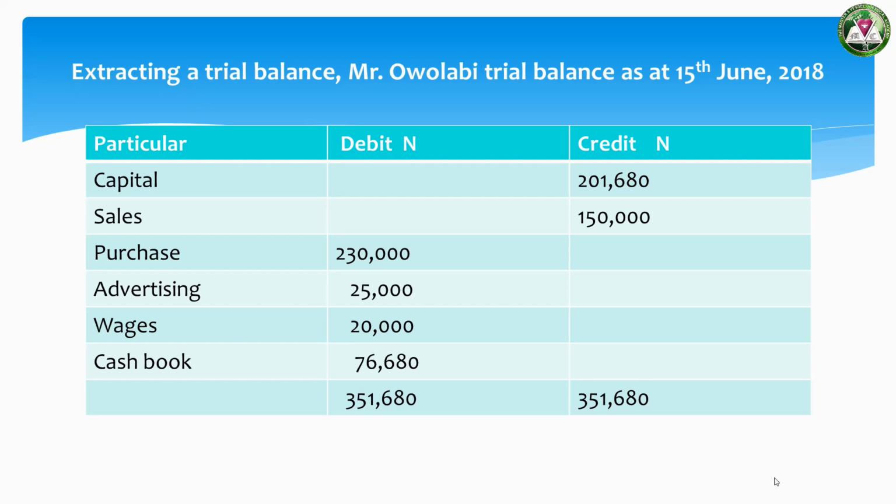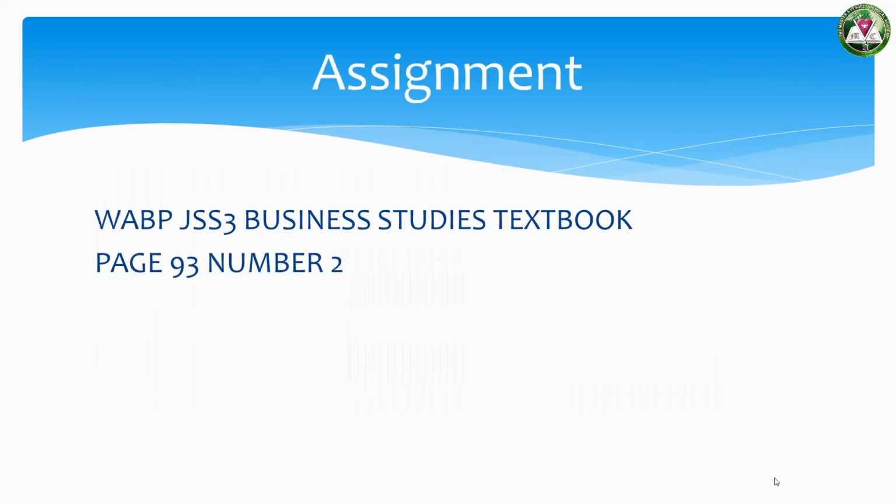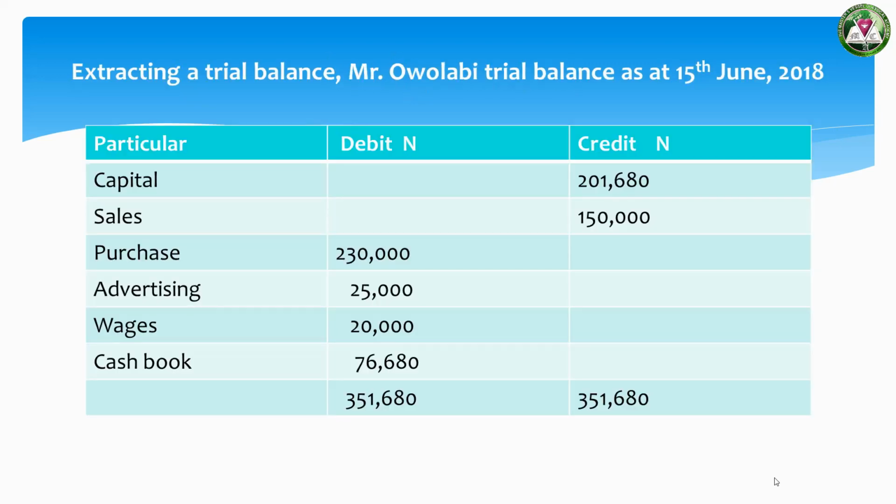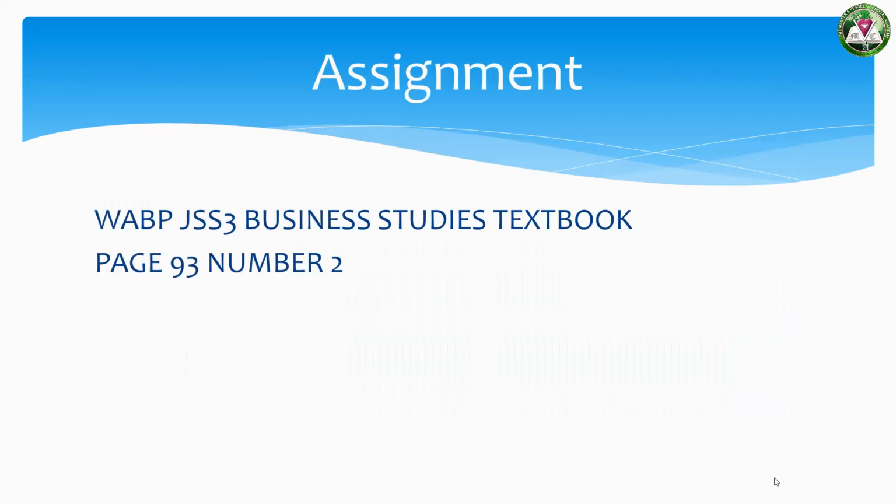Very good. It gives us 351,680. Then the credit side, total it. It also gives us 351,680. Have you seen now? The two sides are equal. Very lovely. So I would want you to do this assignment. If you look at it, you see that preparing a trial balance is not difficult. It's so simple. So let's try ourselves with this assignment.